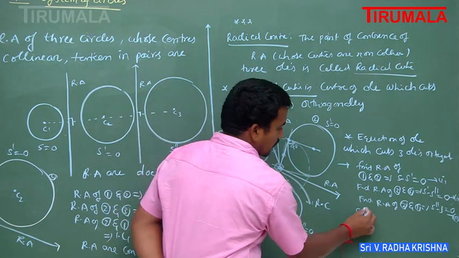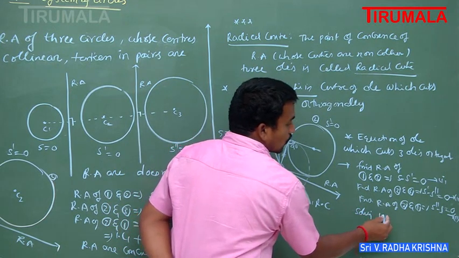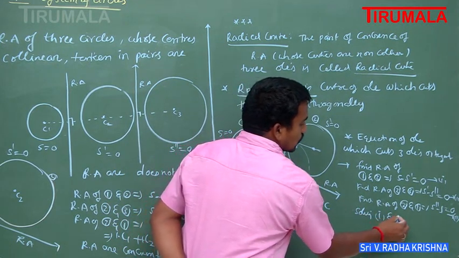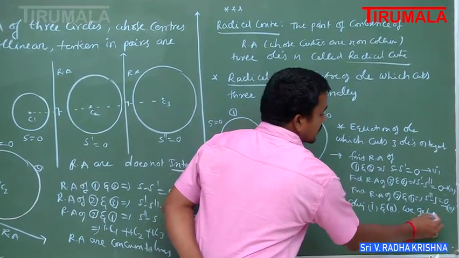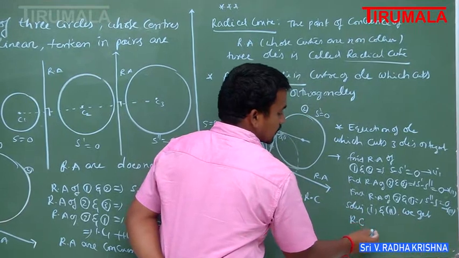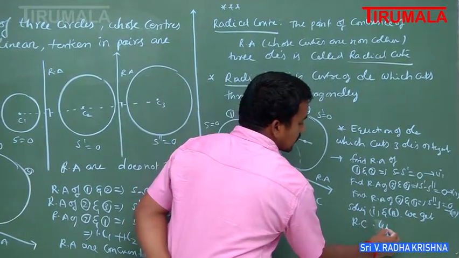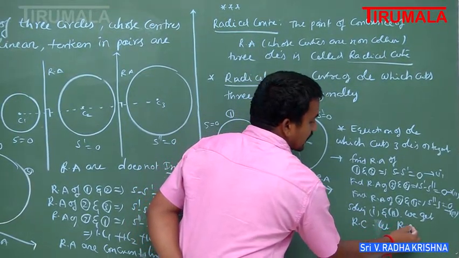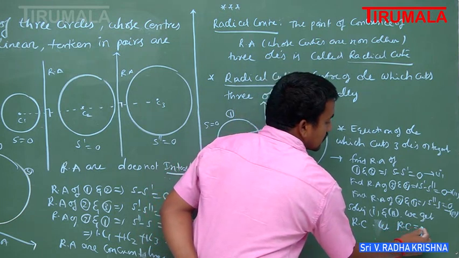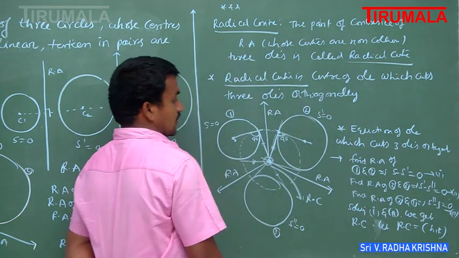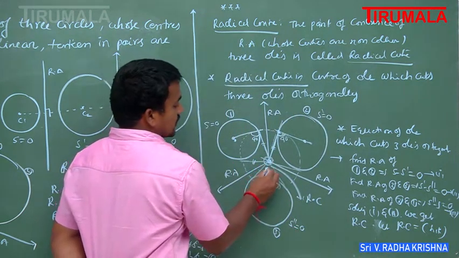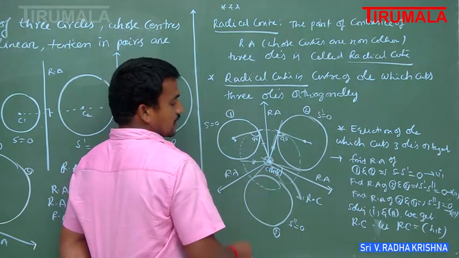So solving 1 and 2, we get the radical center. Let the radical center be (h, k). Suppose C(h, k) is the radical center.